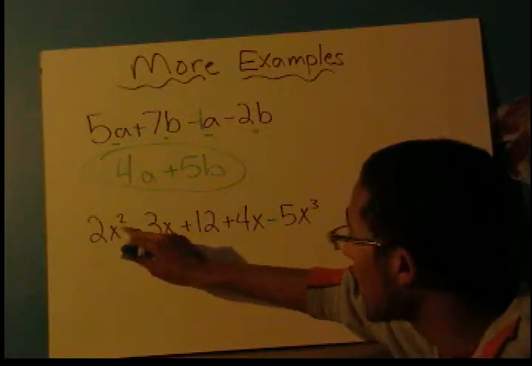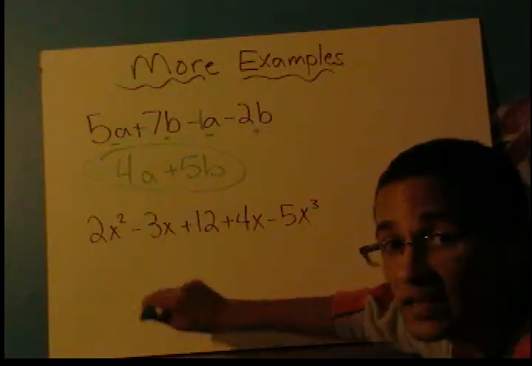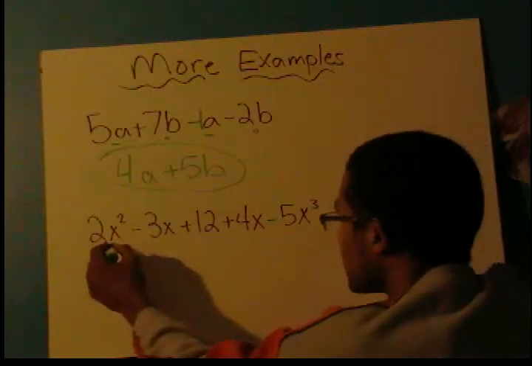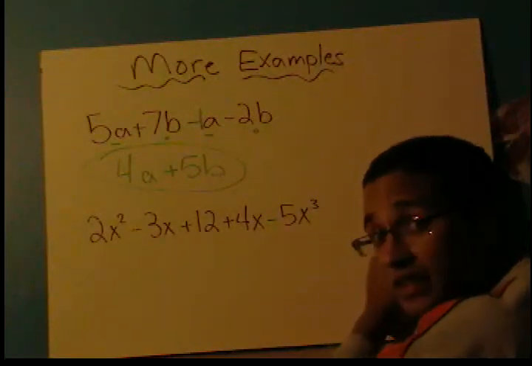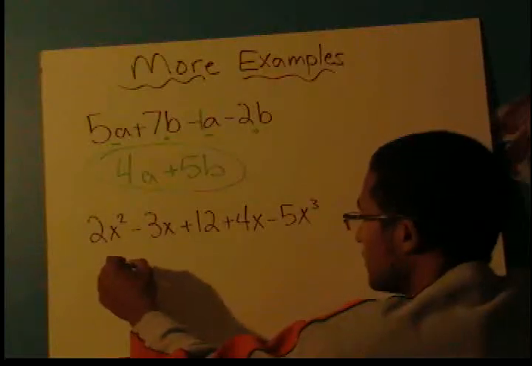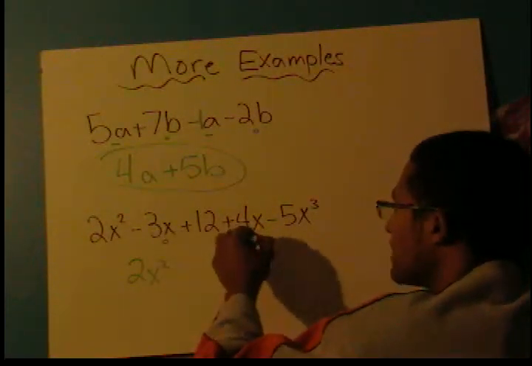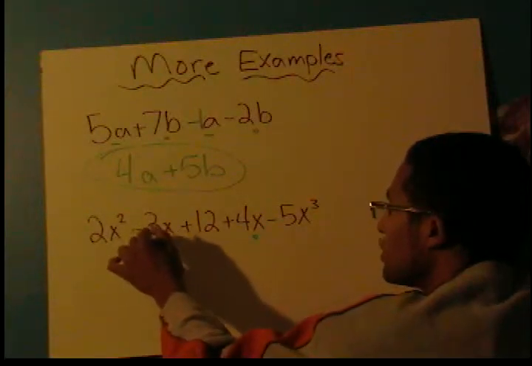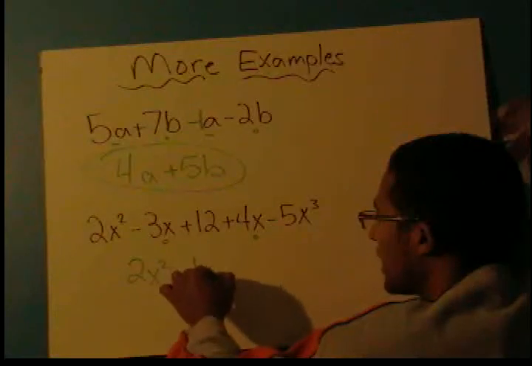Well, we know that x squared is not the same as x cubed, or the same as an x with no exponent. So, this like term, does it have any friends to go with? No, it doesn't. So we're going to bring it on down. But this x matches up with this x because there's no exponents. So negative 3x plus 4x is a positive 1x.